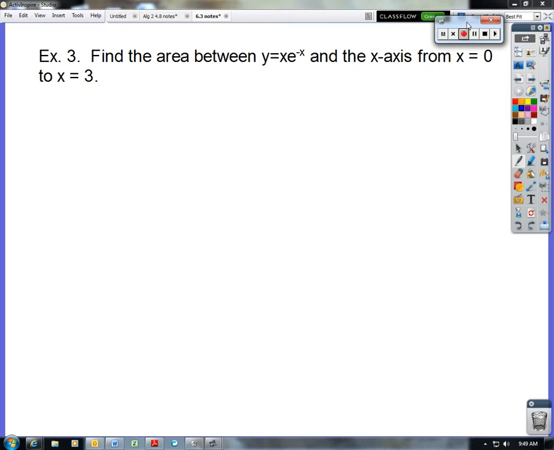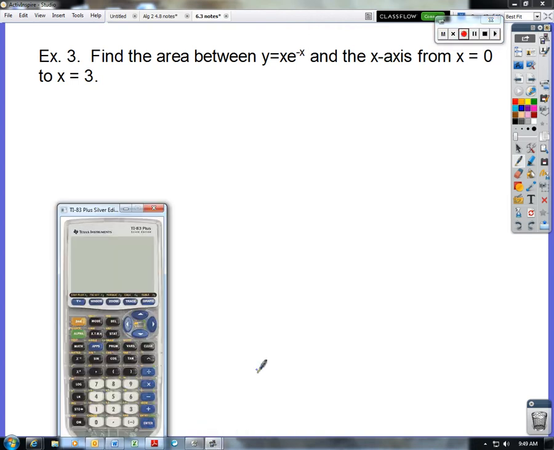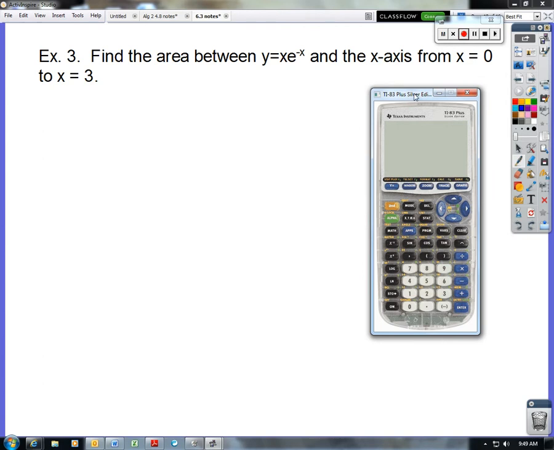Example 3: find the area between y equals x e to the negative x. So I want to see what that looks like. We have been doing logarithmic regression in Algebra 2. Get rid of that. X e to the negative x. Okay, that looks good. I'm going to do a zoom 6. Oh, we need to turn off a stat plot. Those we were using earlier this morning.